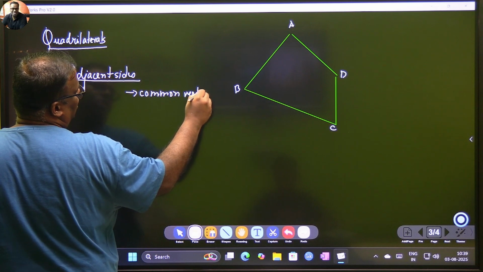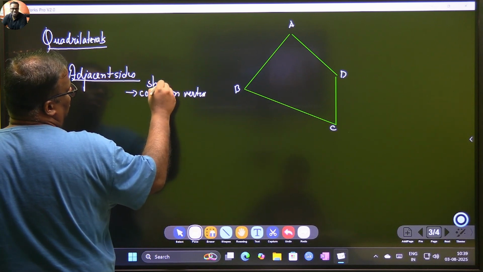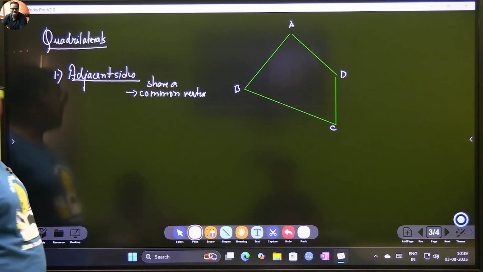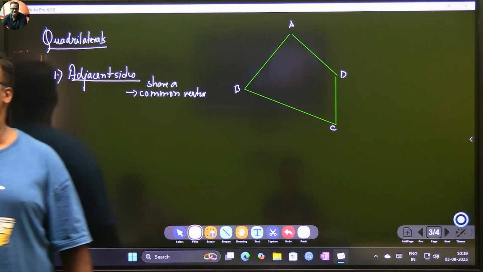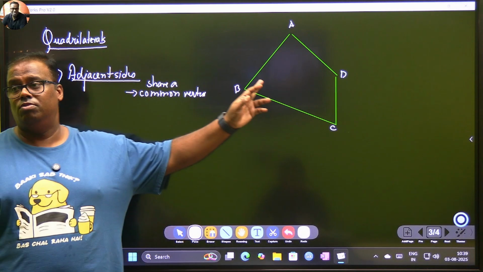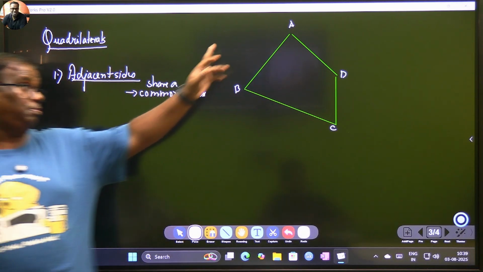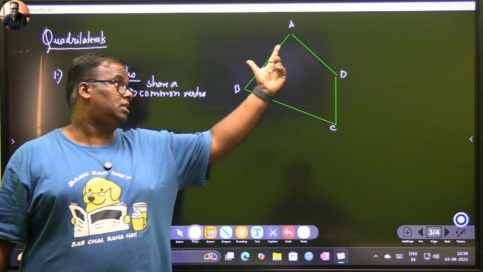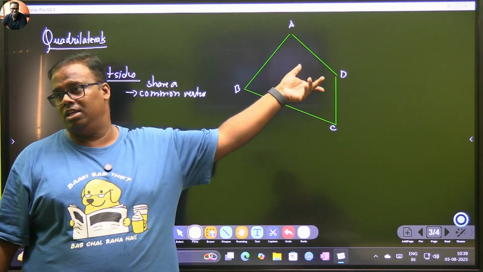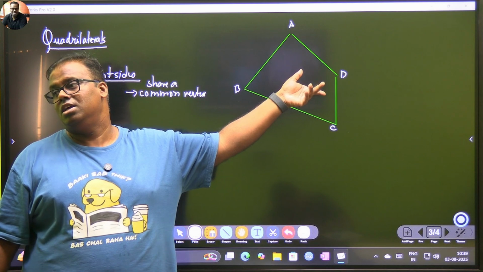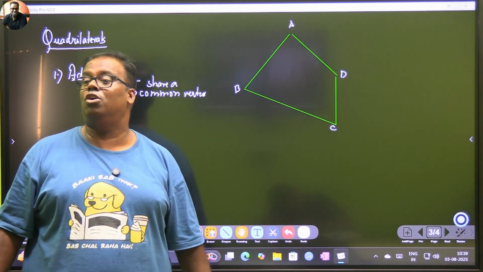Okay, they have to share a common vertex. Now, what is a vertex? Let us first understand what vertices are. We have got 4 vertices. If you pick up a vertex which is A, the sides which share it are AB and AD. So AB and AD will be known as adjacent sides because they share a common vertex A.